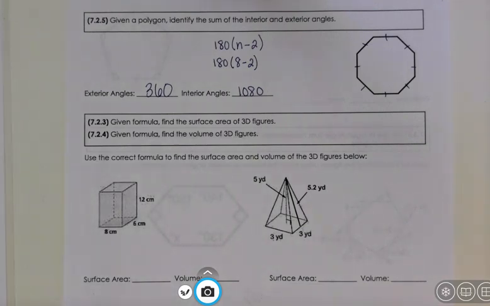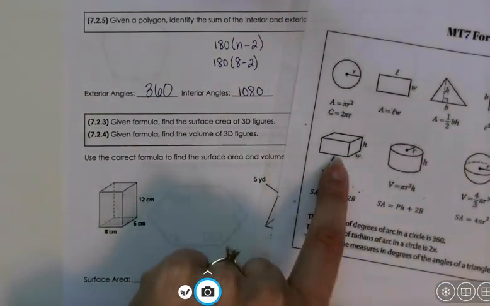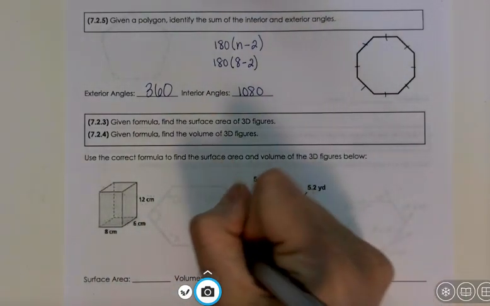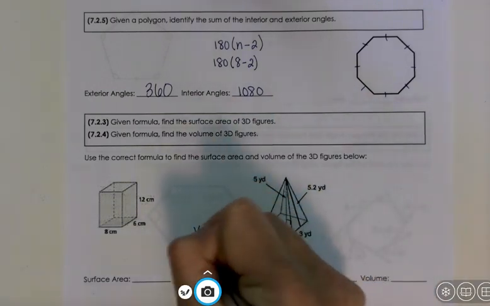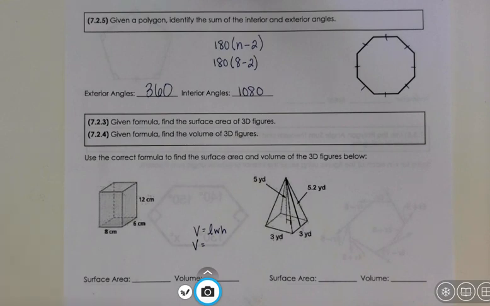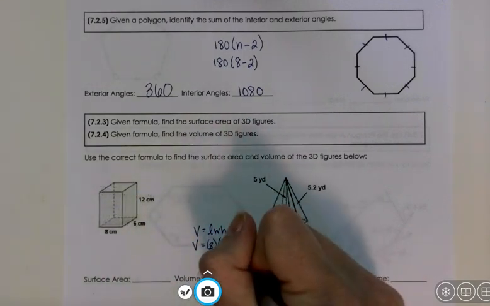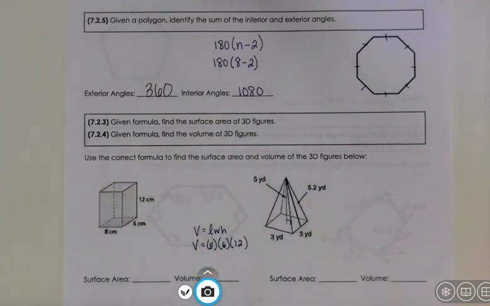So I'm going to start with volume actually. For volume of a rectangular prism, I'm going to look at my formula sheet, which some of you might know this by memory. So this is my rectangular prism. My volume is length times width times height. So here I know that I'm going to run out of room, but I have volume equals length times width times height, and I'm going to plug in those numbers from my picture. My length is going to be my 8 centimeters, my width is my 6 centimeters, and then my height is 12 centimeters. So I'm just multiplying all three numbers together, 8 times 6 times 12.